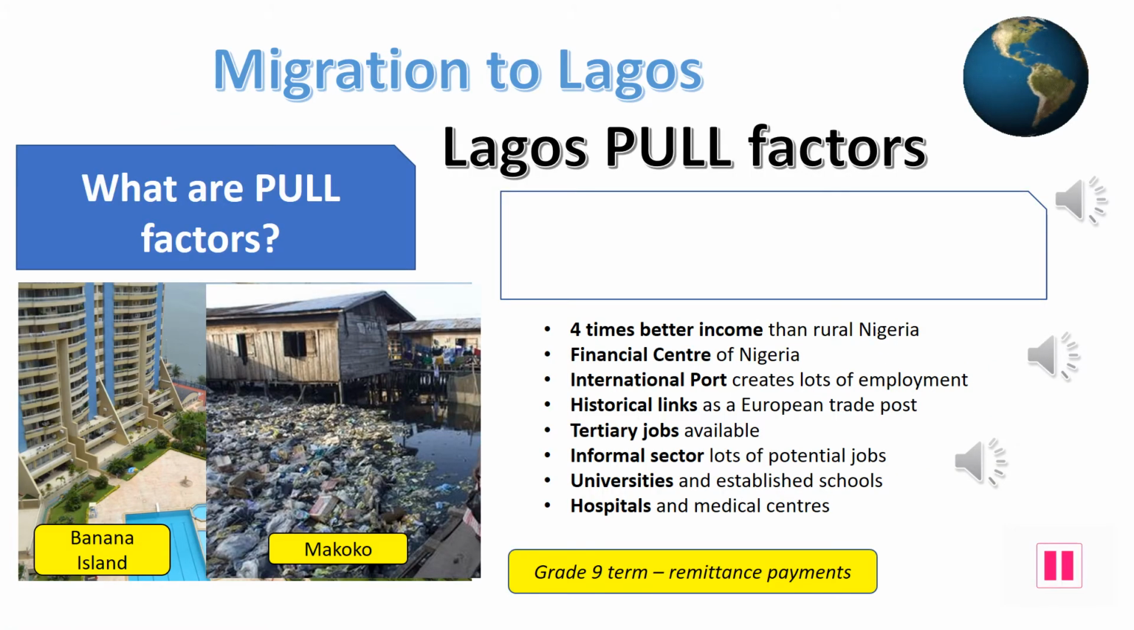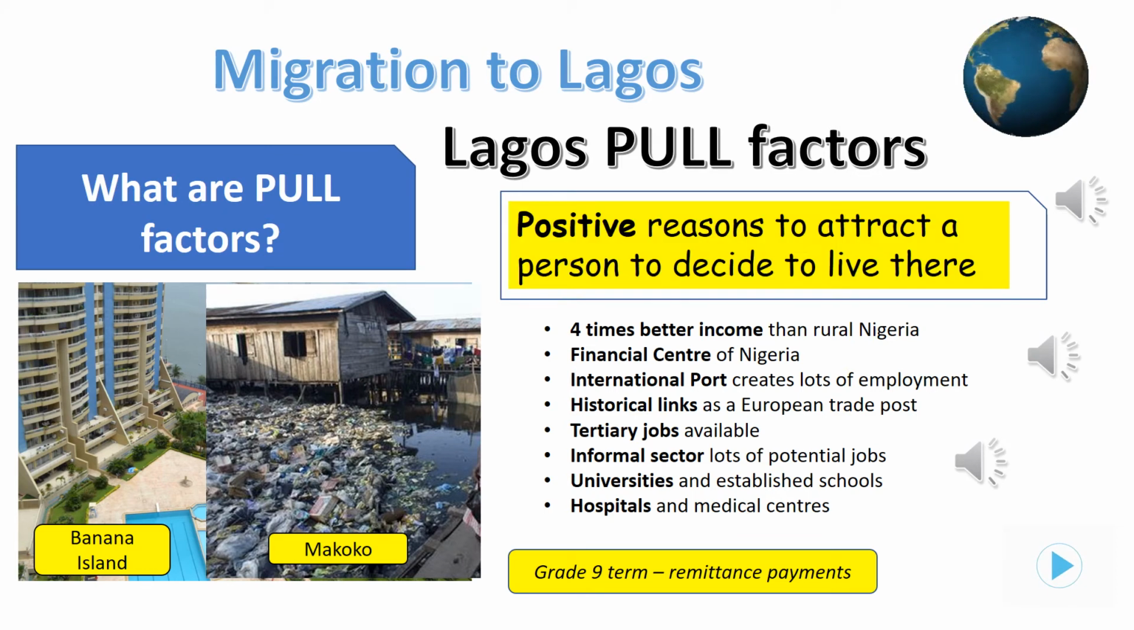Lagos is rapidly growing every day, with over 80 people arriving every single minute of the day due to so many pull factors. It's important, therefore, that you know this term, which has been set out like a revision card. Pull factors are positive reasons that make people want to live in that particular place. Lagos has multiple pull factors that bring people from all over the world to live there.